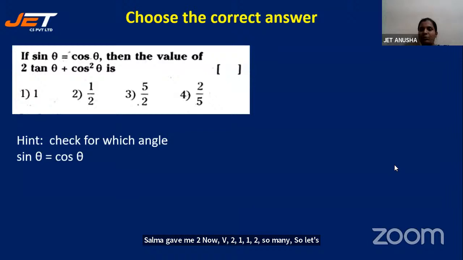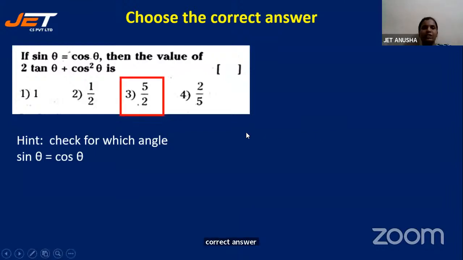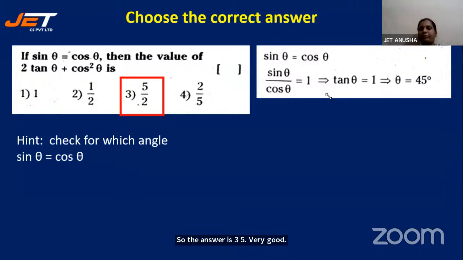Shravanya gave me 3 as the option. Manohar 3, Sunny 4, Manohar 3. So let's see what the correct answer is. Pavani 3. So the answer is 3, 5/2. Very good. Shravanya gave me the correct answer. Harshita gave me the correct answer. Very good. Remaining, please check your calculations.